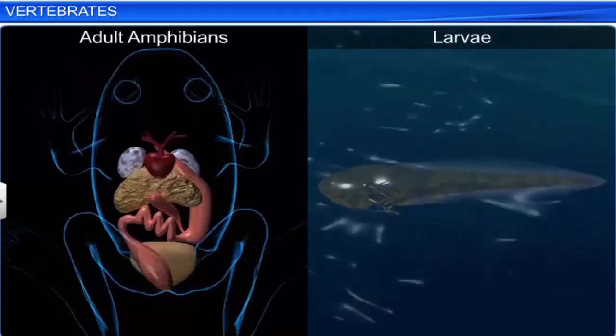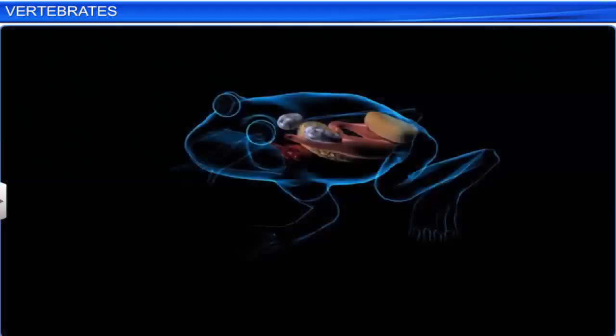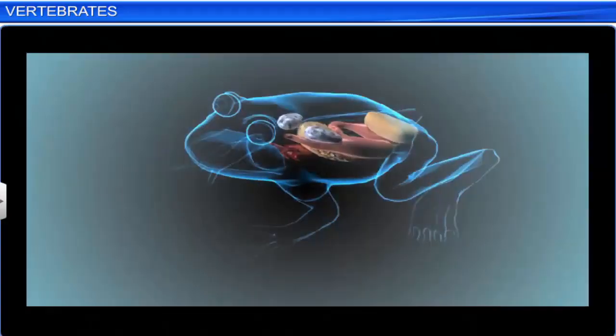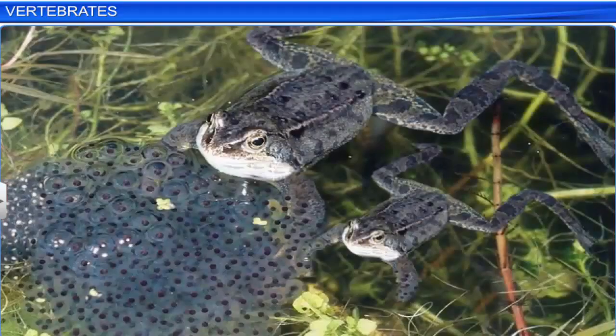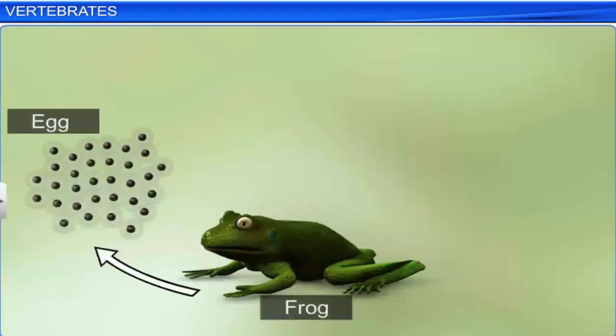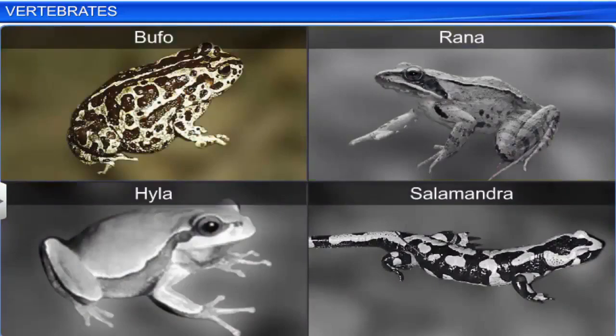Adult amphibians breathe through lungs and skin, while the larvae breathe through their external gills. These animals are cold-blooded with a 3-chambered heart. In amphibians, the sexes are separate and fertilization is external. They are oviparous and exhibit direct or indirect development. Bufo, Rana, Hyla, and Salamandra are common examples of this class.